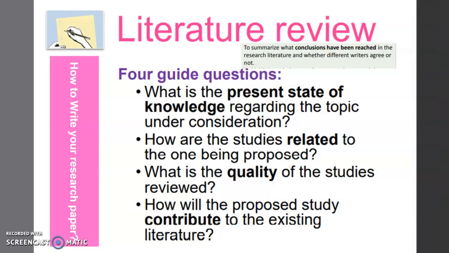And then for the RRL, or literature review, all you have to do is to summarize what conclusions have been reached in the research literature and whether different writers agree or not. You have to have a lot of related literature that you can use to connect with your main title, main thesis statement.